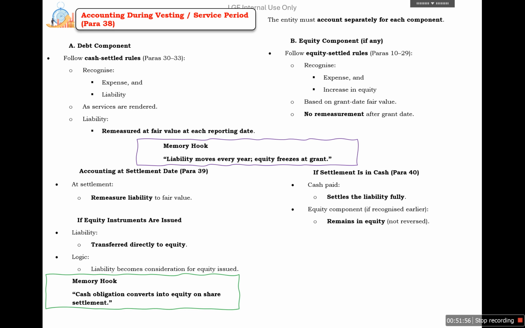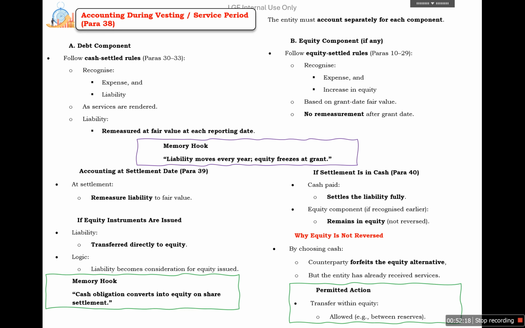If settlement is in cash, when the cash is paid, we need to settle the liability in full, and the equity component will remain in equity. It will not be reversed because by choosing the cash, the counterparty forfeits the equity alternative, but the entity has already received the services, so it will not change. It can transfer within equity.